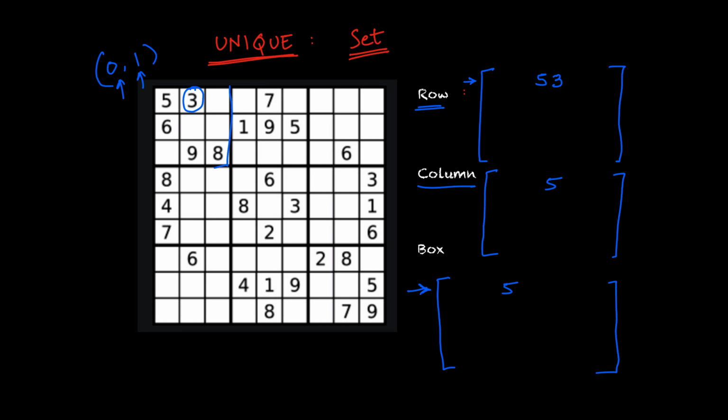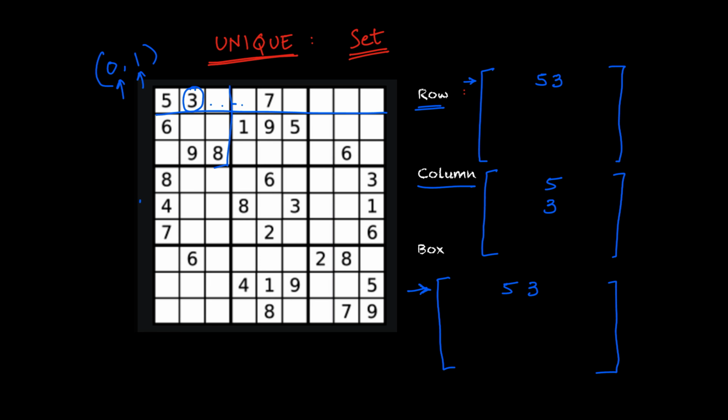Moving on to the next element 3, the corresponding position is 0, 1, that is row 0, column 1. Repeating the same check as before, we'll add 3 to row 0, column 1, and box 0. We'll repeat the same process for all of the elements in the grid, making sure the values are not being repeated. This is a valid Sudoku board, so the output will be true.